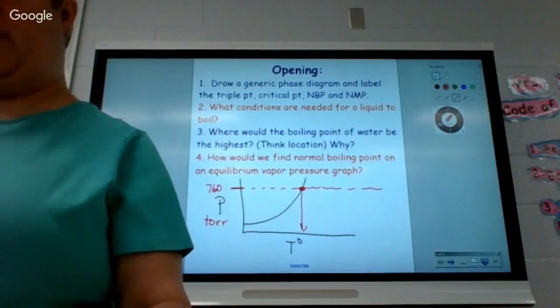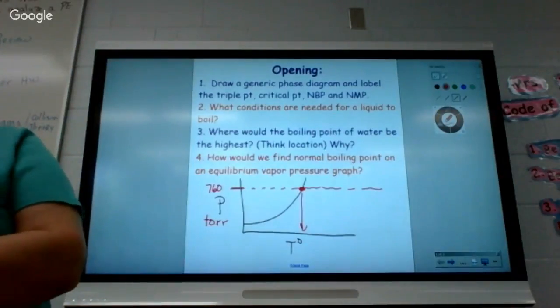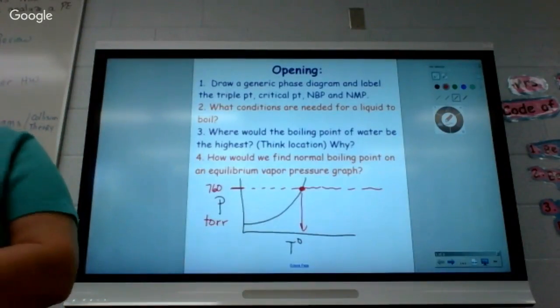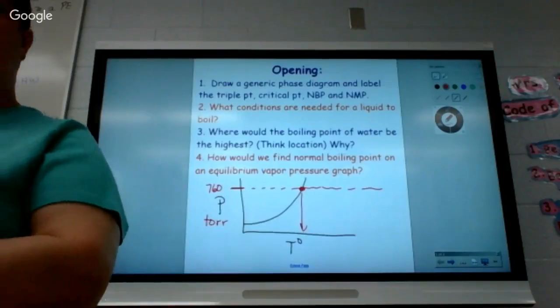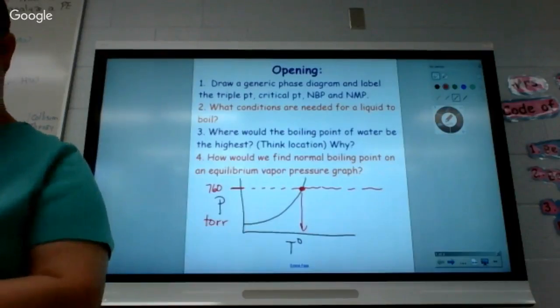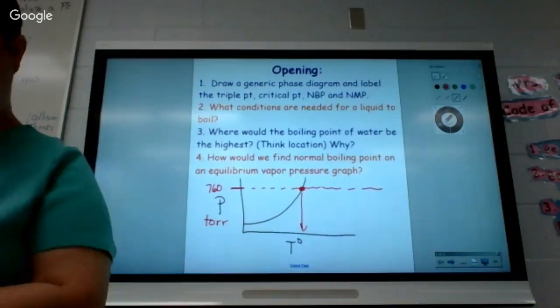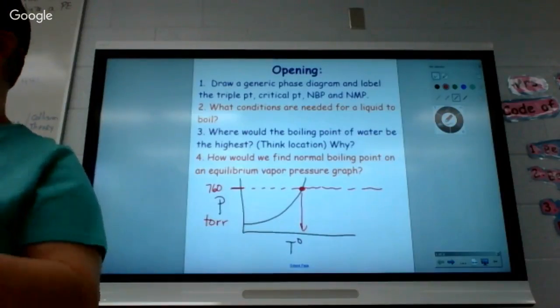All right, number 13. B. 14 is A. 15 is B. 16 is A. 17 is D. 18 is B. 19 is A. 20 is C. 21 is D. 22 is A. Questions on that page?